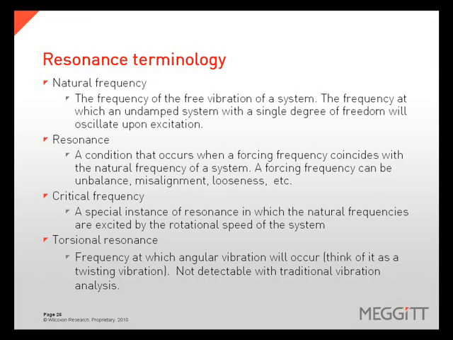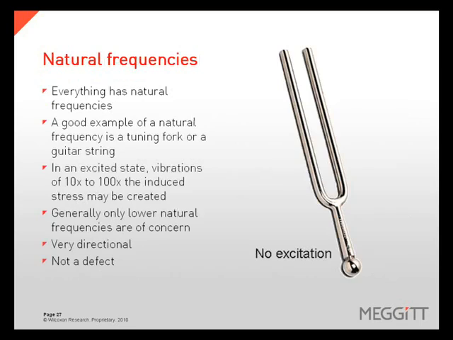Critical frequency is a special instance of resonance in which natural frequencies are excited by the rotational speed of the system. And torsional resonance is a frequency at which angular vibration will occur. Think of it as a twisting vibration. This is not detectable with traditional means of vibration analysis.